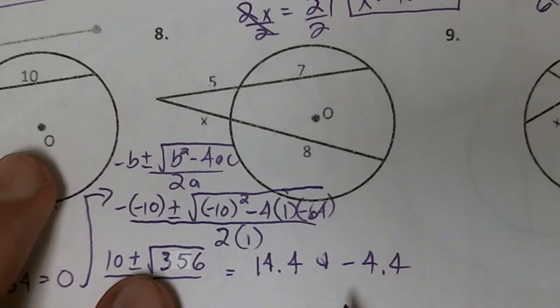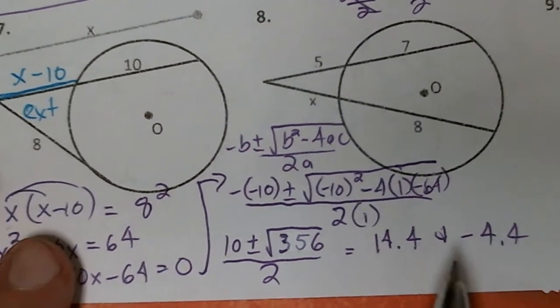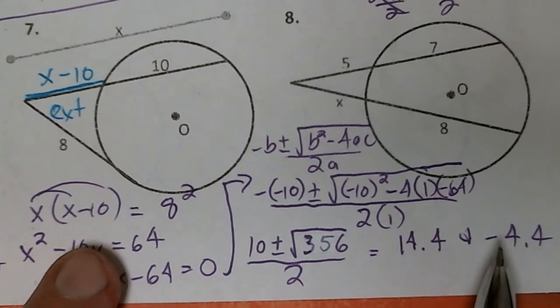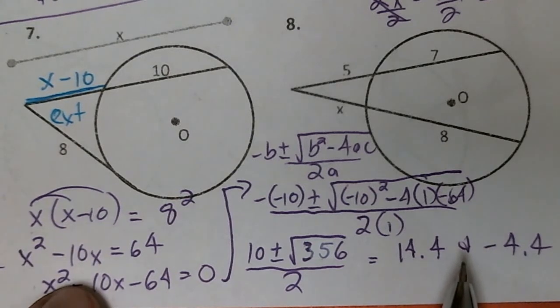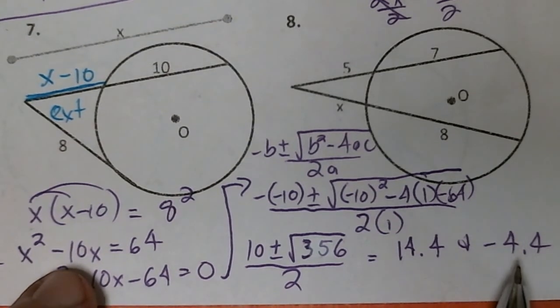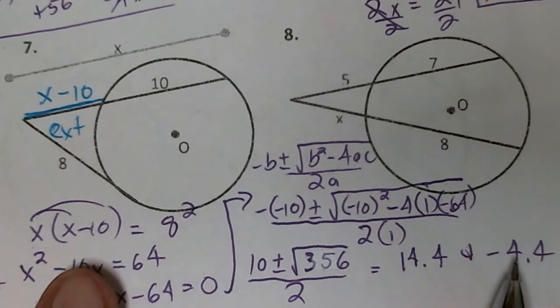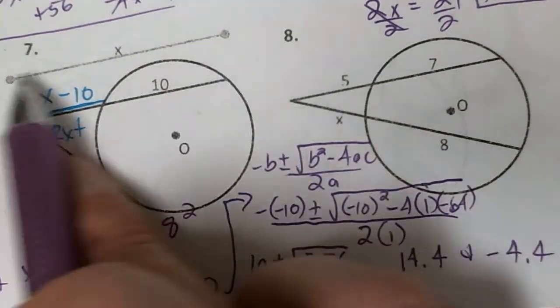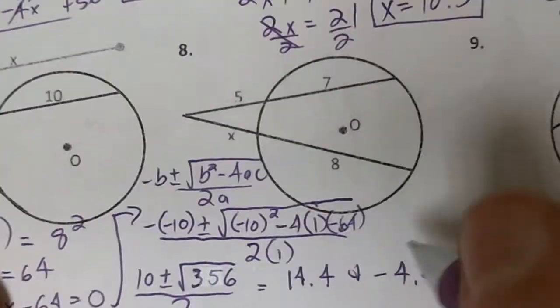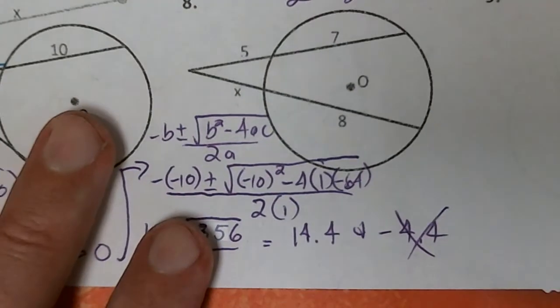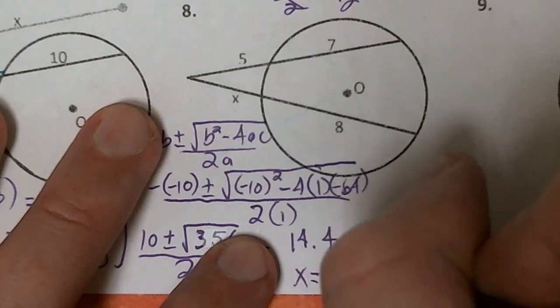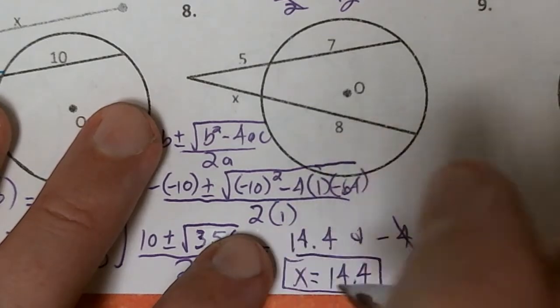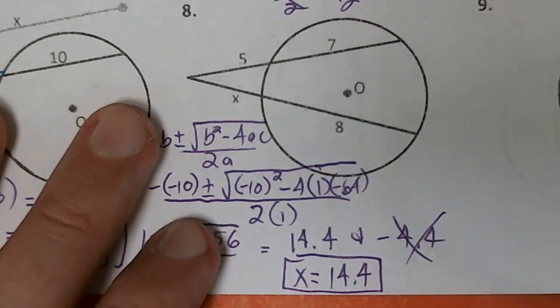Okay. Now, what do I always need to do? 95% of the time I have 2 solutions to my quadratic. This time I do have 2 solutions, but when I plug it back in, what happens when I plug in negative 4.4 for x? I can't have a negative length, right? So the negative 4.4 doesn't work. So my only solution to this problem is x is equal to 14.4, the positive value.